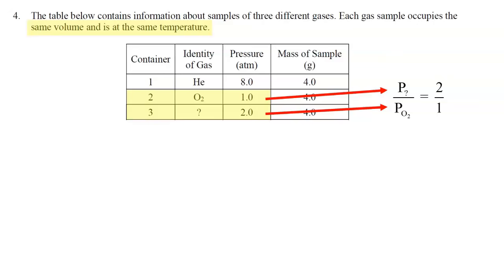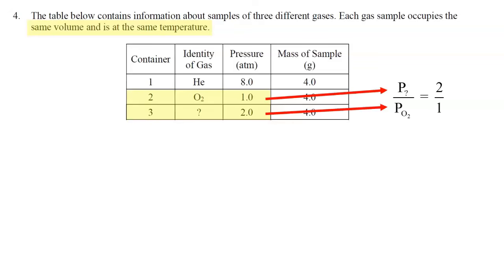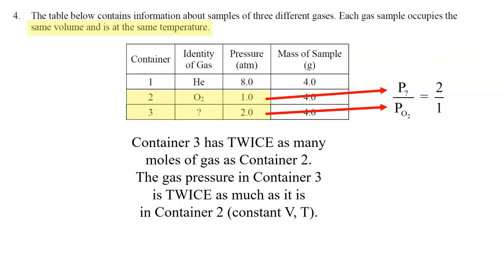So based on that information that I was just talking about, the pressure is directly proportional to the number of moles. Since the pressure ratio is 2-to-1, the mole ratio will also be 2-to-1. So my conclusion is that container 3, which contains the mystery gas, has twice as many moles of gas as container 2, because the gas pressure in container 3 is twice as much as it is in container 2 under these conditions of constant volume and temperature.